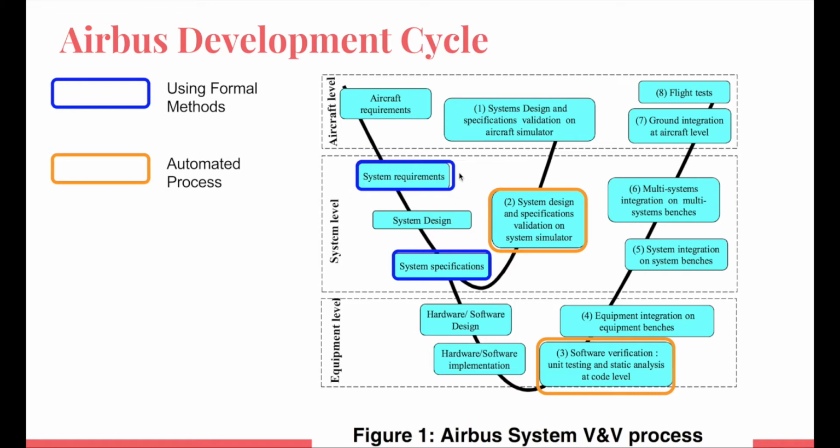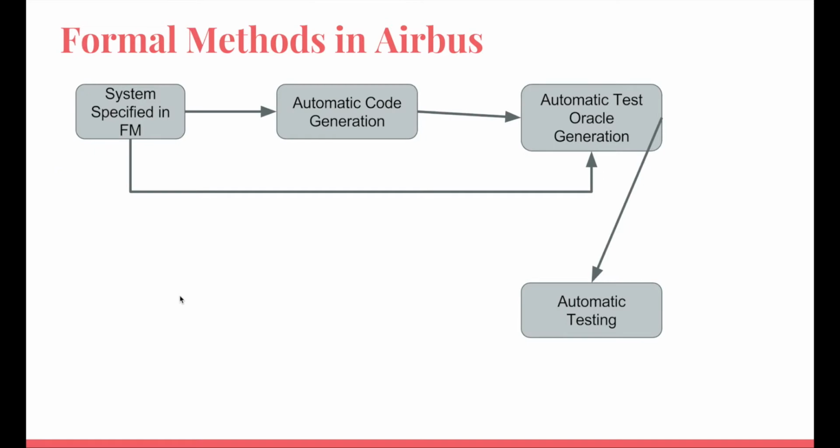So the system requirements are written in formal methods language, and we'll go through the language a bit later. And the system specifications are written in a formal language. And the orange ones is an automated process. So because they are using formal methods in these blue phases, they are able to automate these phases, which is where the cost savings comes from. So these are the phases that help them with formal methods.